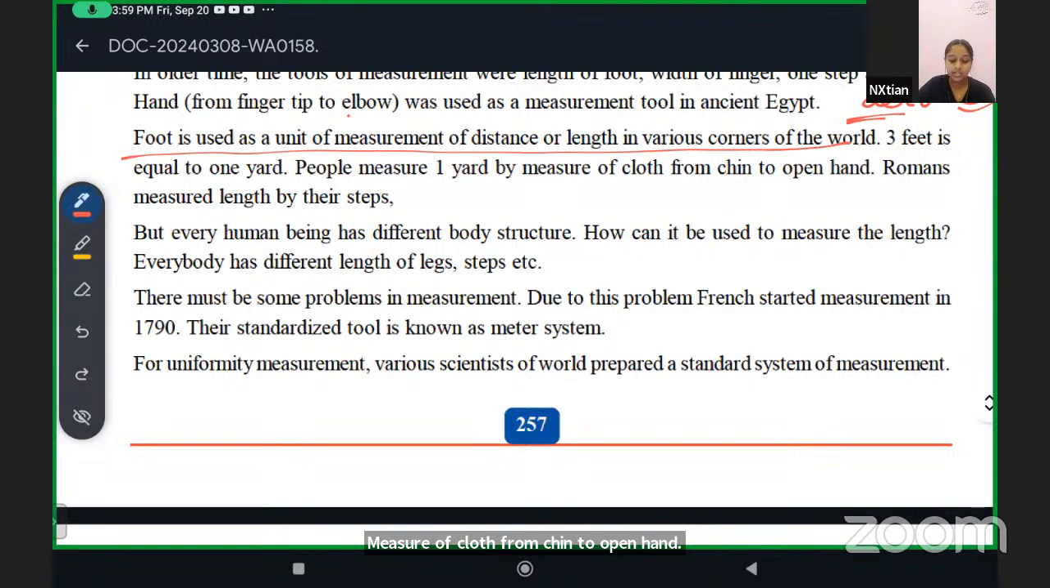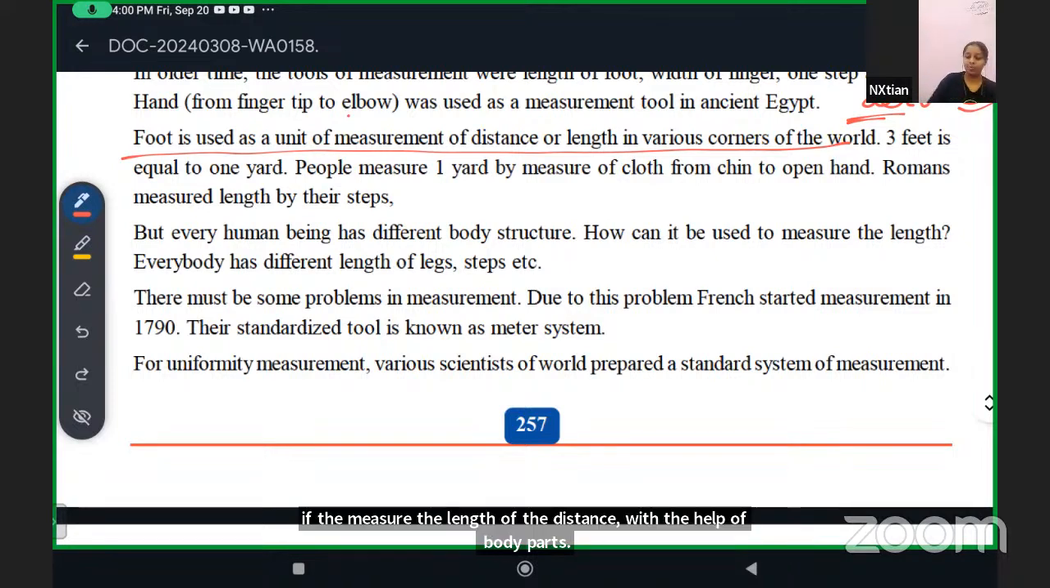Now, Romans used to measure length by their steps, but every human being has a different body structure. How can it be used to measure length? If somebody is very tall, their hands will be long; if somebody is shorter in height, their hands will be shorter. So won't it create a difference? It's not fixed to measure length or distance with the help of body parts, because it is different for everyone, right?